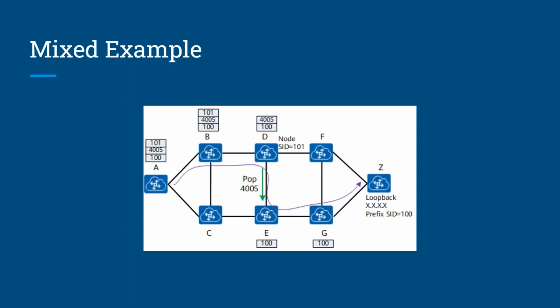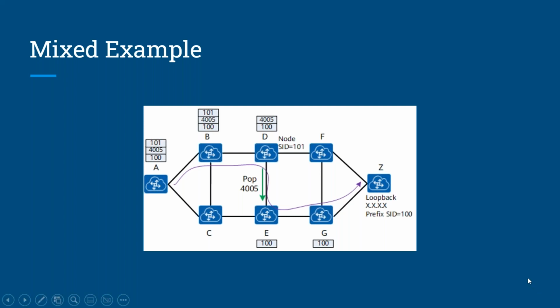And then I need to say, first you need to reach node D, which is identified by node SID 1001, then take the adjacency 4005, and then send the packet towards the destination Z, which is identified by the prefix SID 100. So that information, I put it in the packet itself.